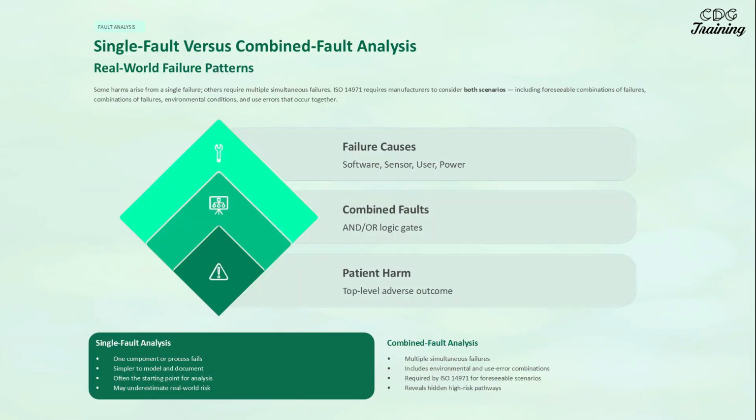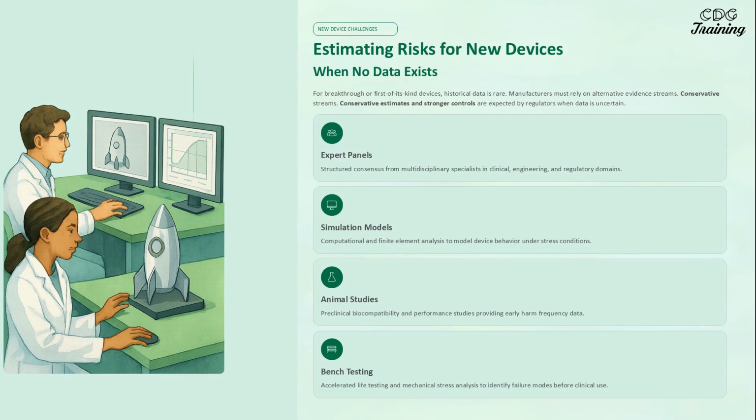ISO 14971 requires manufacturers to consider both single and combined fault scenarios, ensuring comprehensive risk assessments. For new devices, where historical data is scarce, expert panels, simulation models, and animal studies help estimate risks under various conditions.